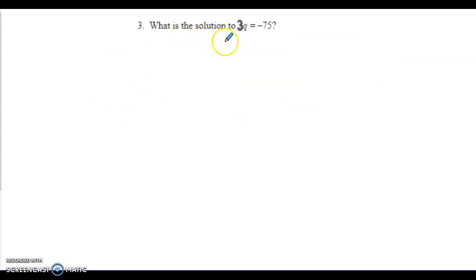Okay, here we go. What is the solution to 3q equals -75? I'm going to go ahead and draw my line down the equal, and I'm going to box off my letter. And in this case, there is nothing outside of the box on the same side that I need to get rid of. So then I have to look inside the box, and there is a 3 right next to the q. And if it's right next to q, it means you're multiplying.